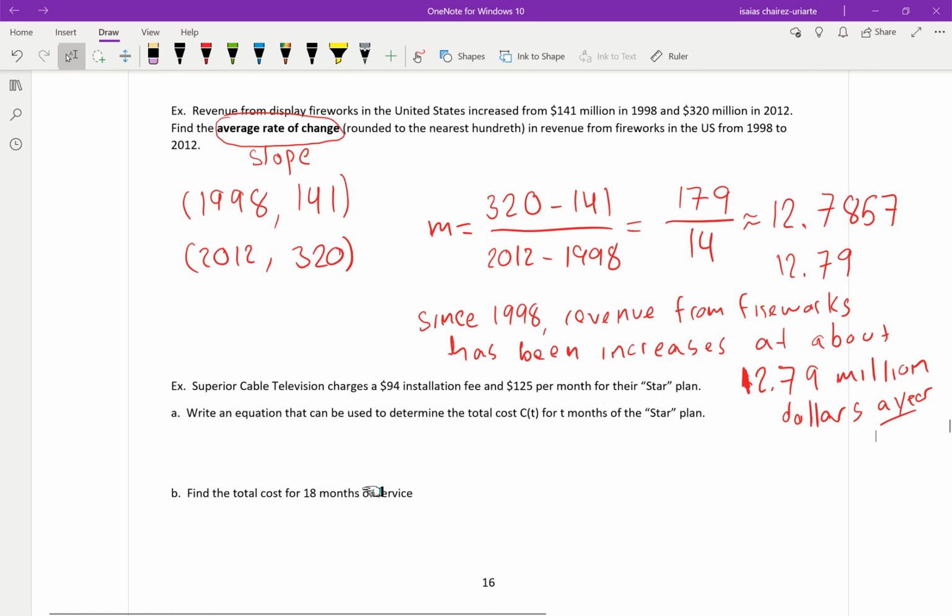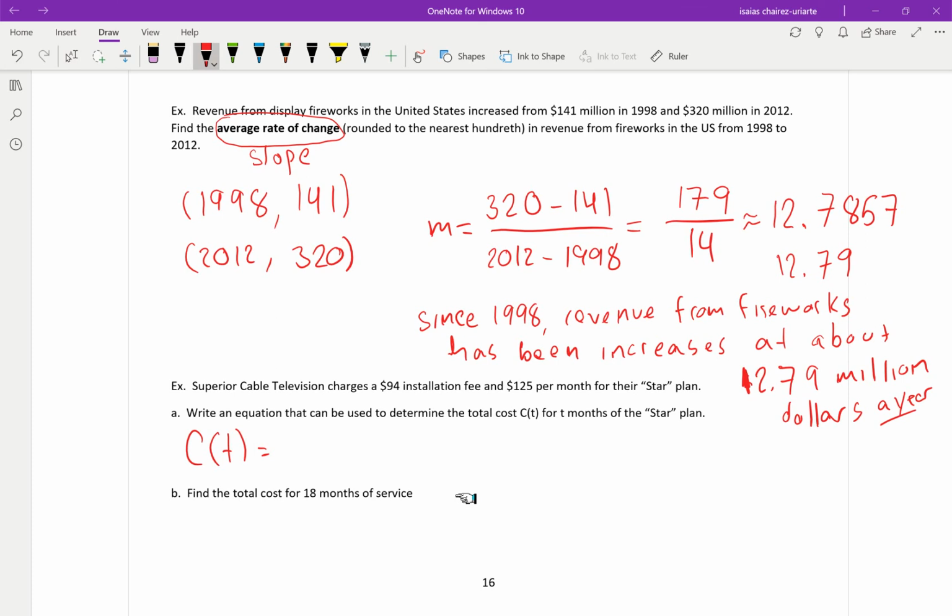And then we're going to have to use that little function in order to find the total cost for 18 months of service. So pause the video, see if you can come up with the equation on your own, and see if you can answer part B. You're definitely going to want to come up with the correct equation so that you can answer part B. Alright, so let's see. C of t. So right now my variable is no longer x. That's okay. My variable can be called whatever letter you want. I guess I'm using t now.